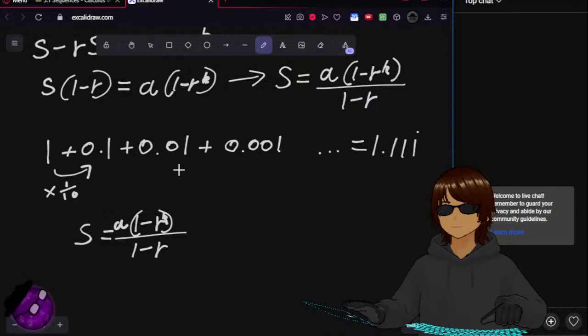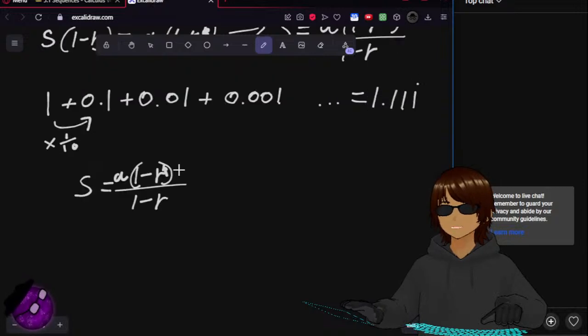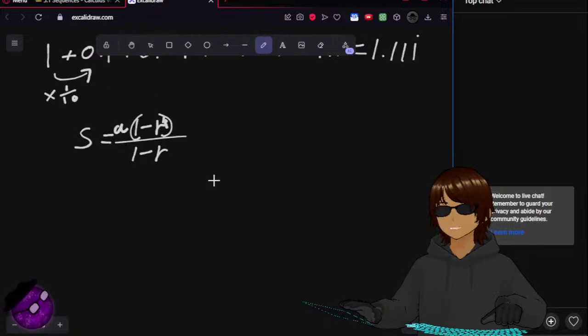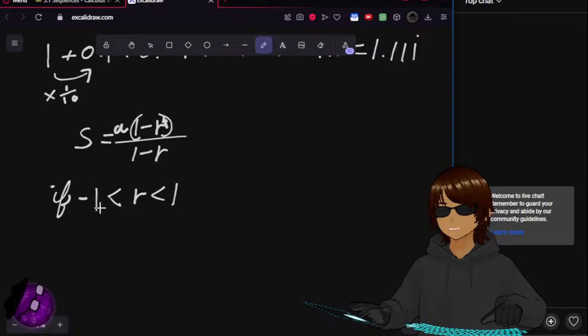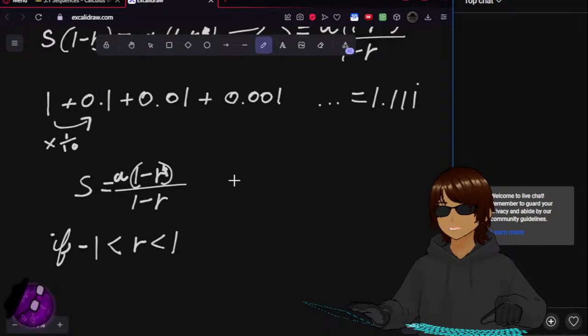However, if r is between -1 and 1, then the next term would be smaller than the previous term. So every term in the sequence would be approaching a limit, and the series would be approaching a limit as well.